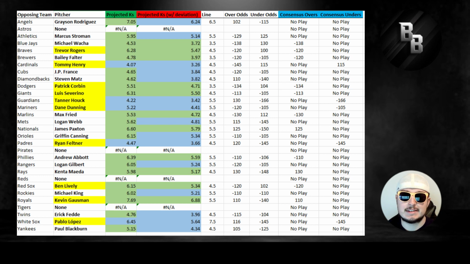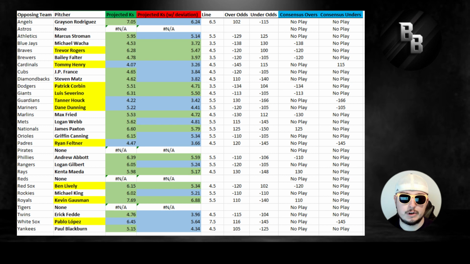Now, taking a look at today's games, we've got a full slate today and 10 plays that I like. So getting into the first game, we've got Trevor Rogers taking on the Braves. His line is set at 4.5, and I have him at 5.47. So we'll take the over at minus 120.